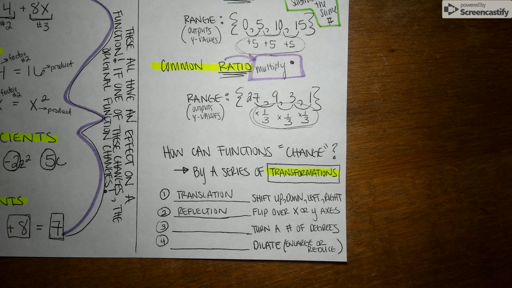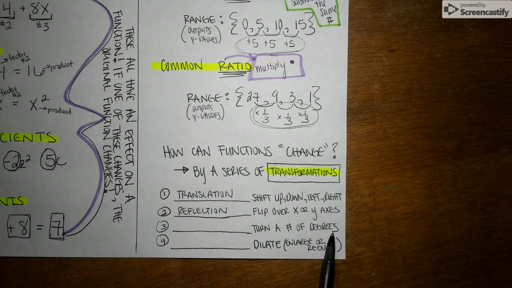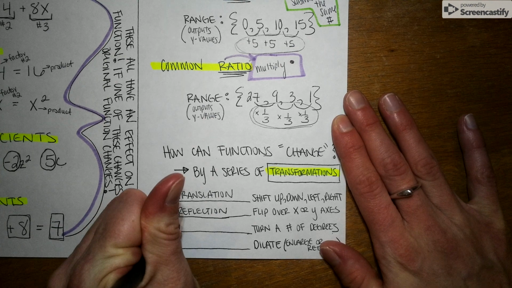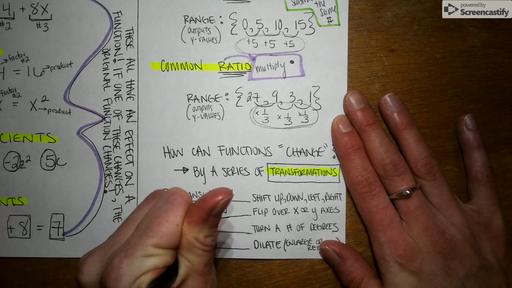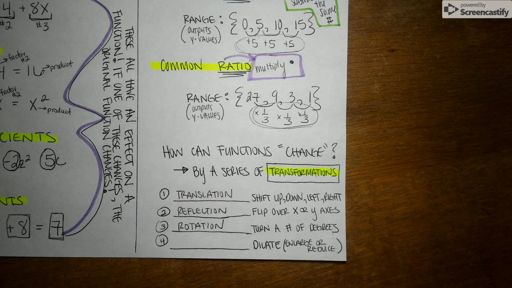A third type of transformation is when we take a graph and we turn it a number of degrees. So anytime we turn something, we do what's called a rotation. We won't be talking a whole bunch about rotations here in our class or in algebra, but this is something that you'll have to know and understand, especially in geometry. So that's why we still kind of cover it. But knowing that rotation means you're turning a graph a certain number of degrees is going to be important.